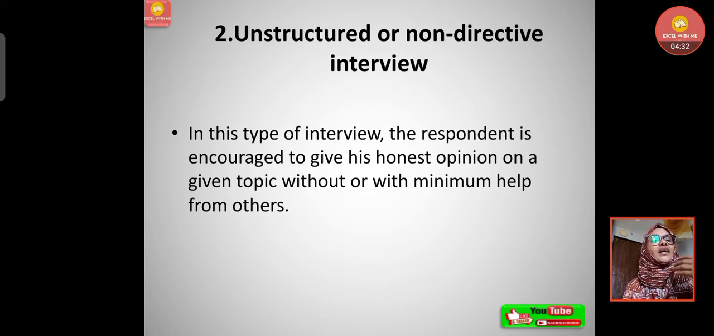Now the second one, unstructured, obviously opposite to the structured, unstructured or non-directive interview. In this type of interview, the respondent is encouraged to give his honest opinion on a given topic without help, or with minimum help from others. Obviously here the respondent is encouraged to give his or her honest opinion on any given topic without the help of somebody or with minimum help.